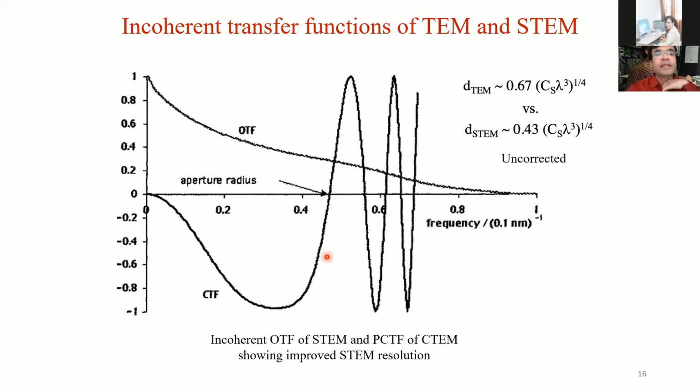In STEM, this is the optical transfer function, and this is the phase contrast transfer function for conventional TEM. You can see here the first zero is just before 0.5 per nanometer. If you take the reciprocal of this point, you get the structure image resolution, or you can call it the Scherzer resolution. From these transfer functions, it's very clear which one gives you the better resolution. The resolution obtained for STEM is obviously much better than the one obtained in conventional TEM.